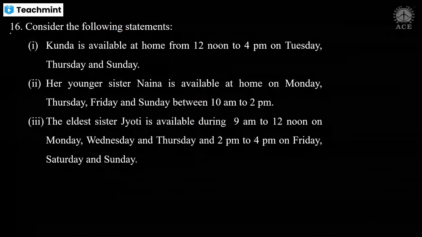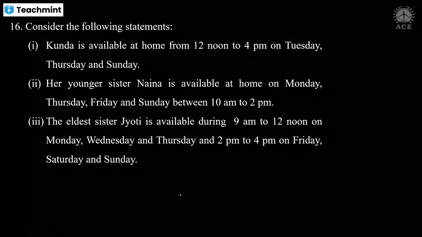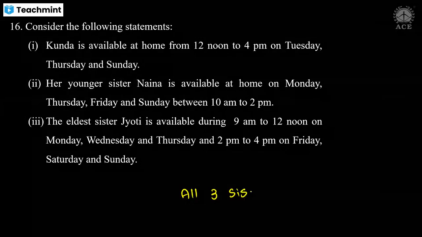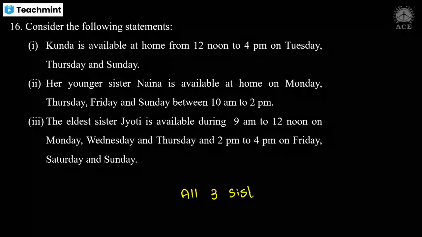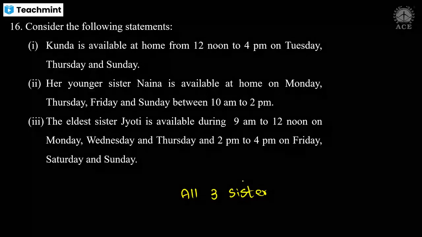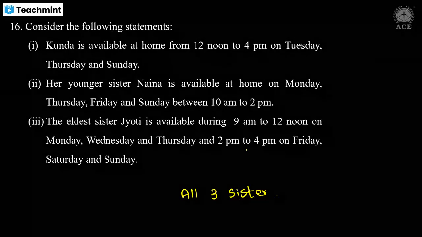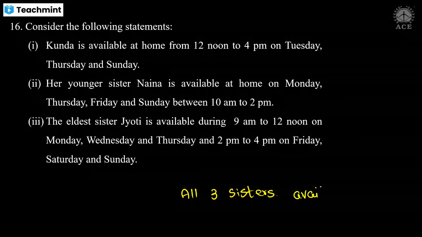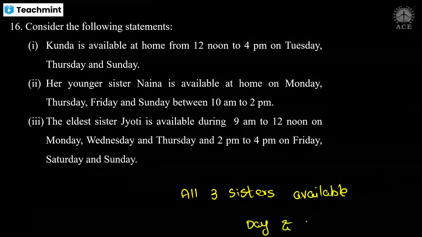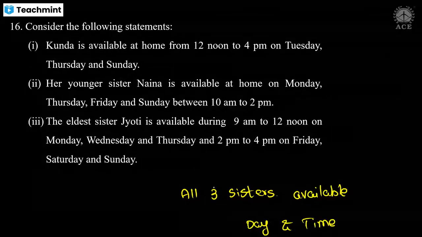See this 16th one. The question is: when are all 3 sisters available? On which day and which timing? The exact time at which all 3 sisters are available at home. The question is related to that. Two slots, two different days under two different timings, this is possible. You see, this is the option.